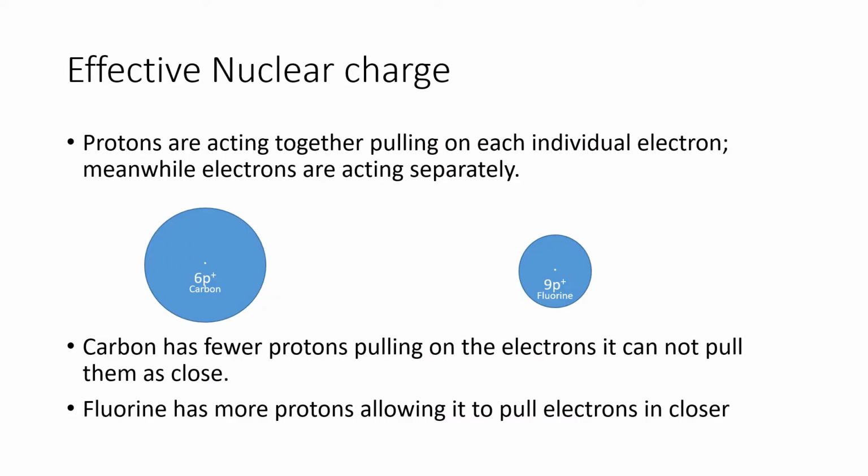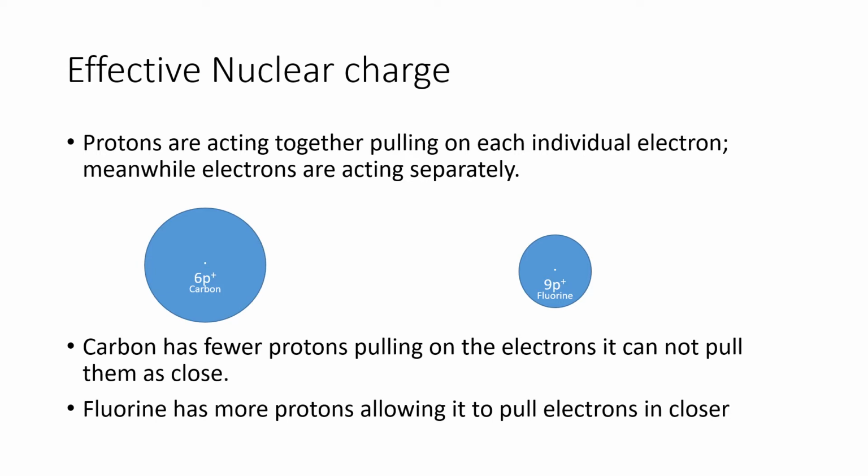Protons are acting together, pulling on each individual electron. Meanwhile, the electrons are acting separately. So one thing we have to look at here, being we're in the same energy level, is what's going on with the protons. In carbon, we only have 6 protons pulling on the electrons. In fluorine, we have 9.